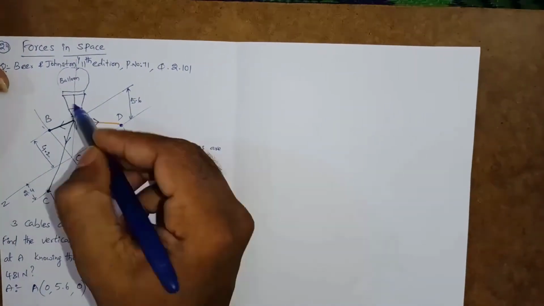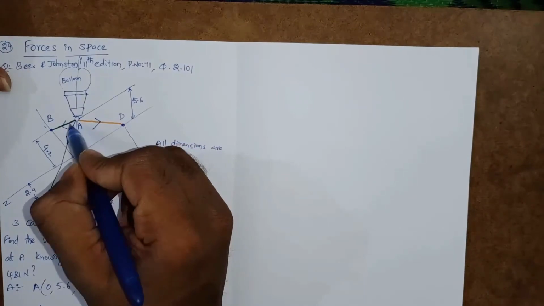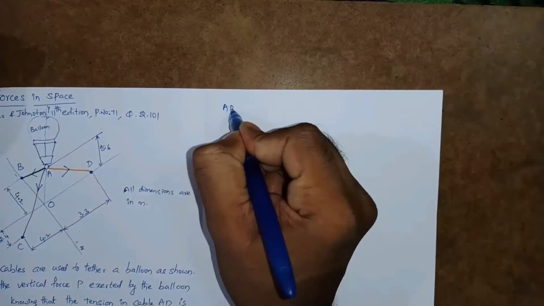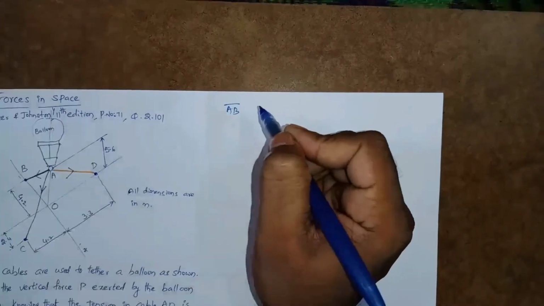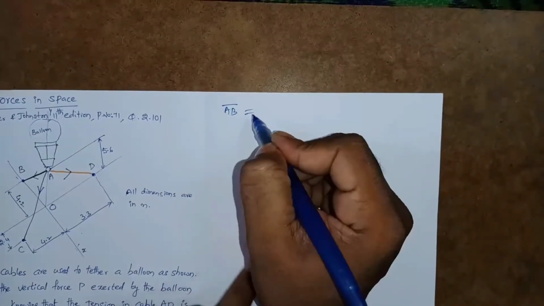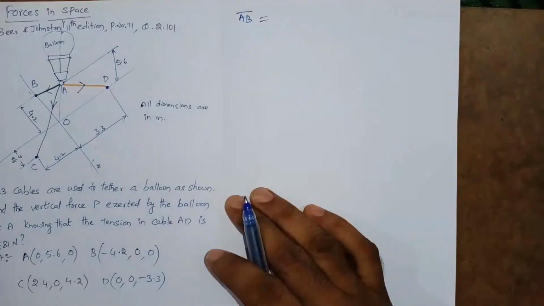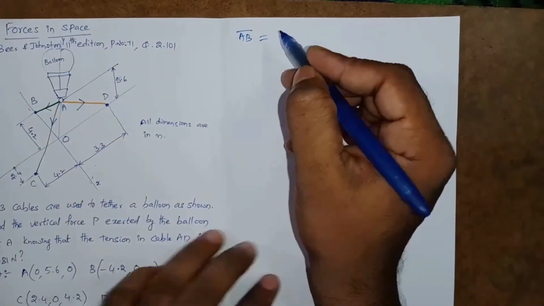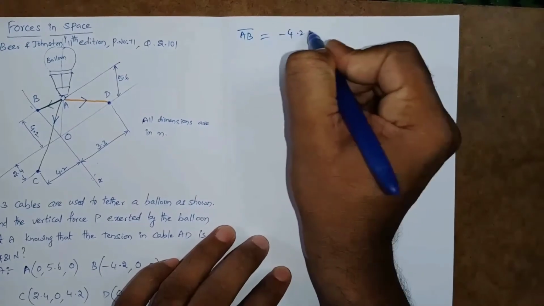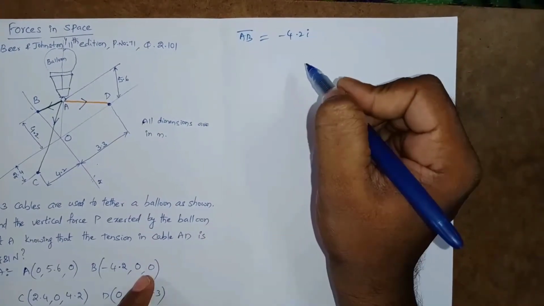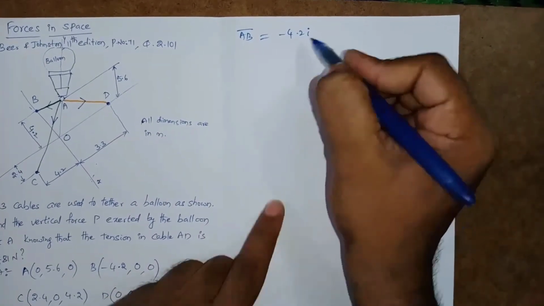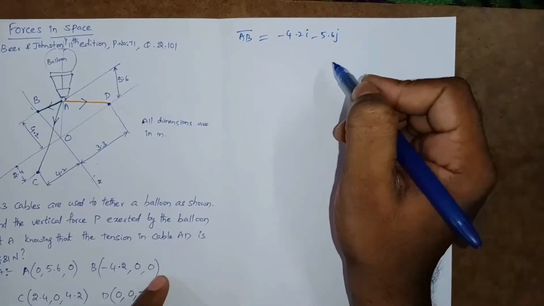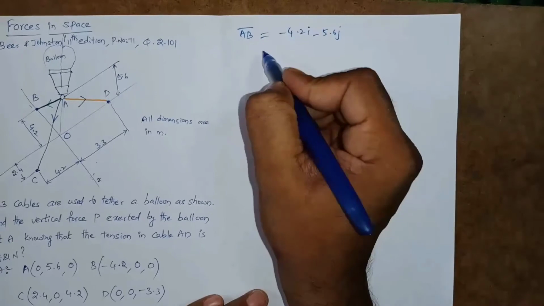So that implies we need to take vectors from A to B. So let us take the vector A to B. A to B is equal to minus 4.2 minus 0, so it is minus 4.2 i cap, and 0 minus 5.6, so it is minus 5.6 j cap, and 0 minus 0 k cap. So this is AB.